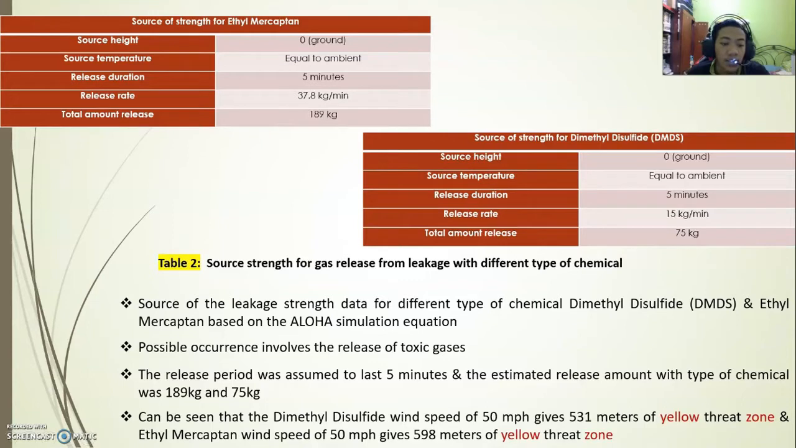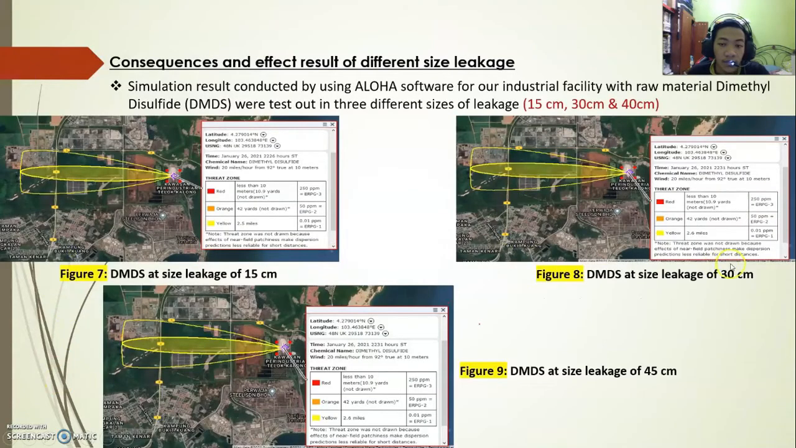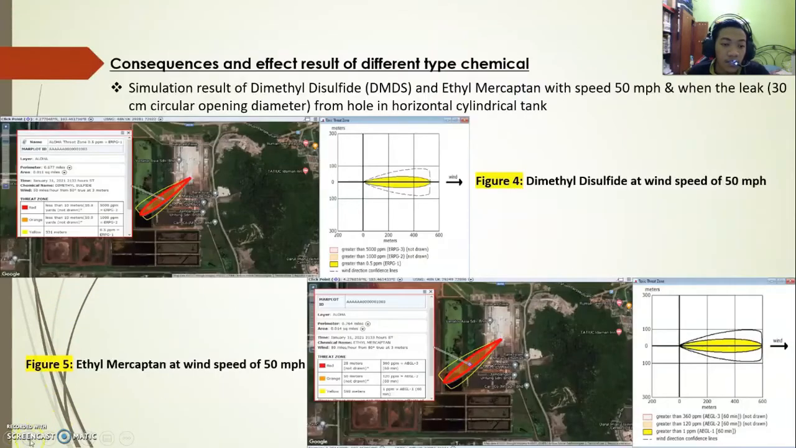Seeing the leakage result in the emission, if no combustion occurs, it led to harmful effects that might result in a fatal event. Figure 4 and figure 5 display the affected region based on the area of ALOHA estimated.